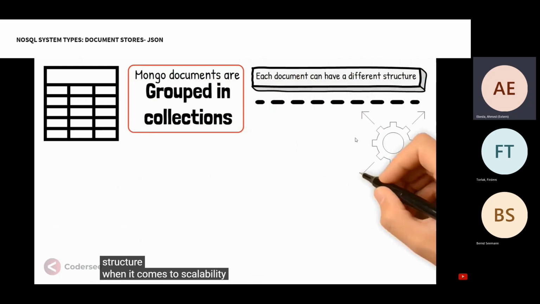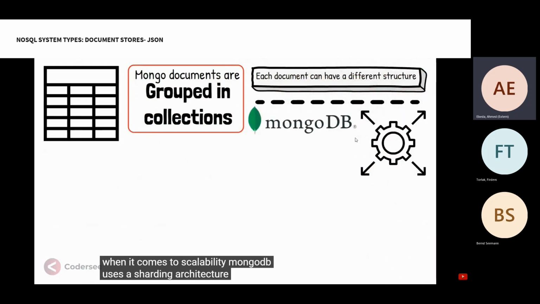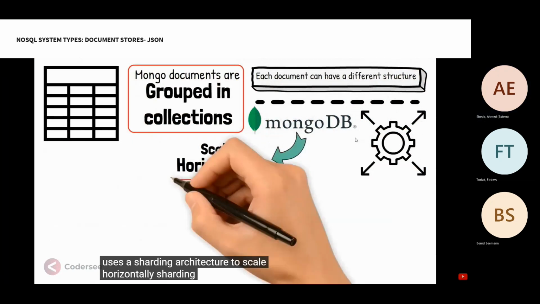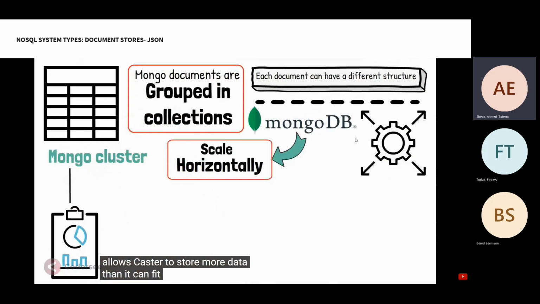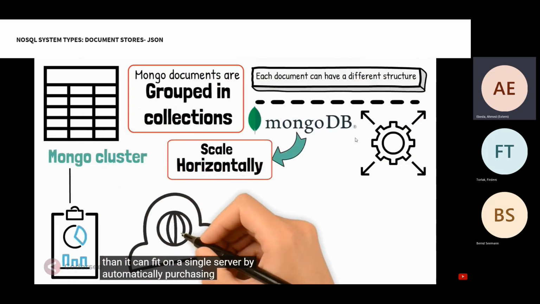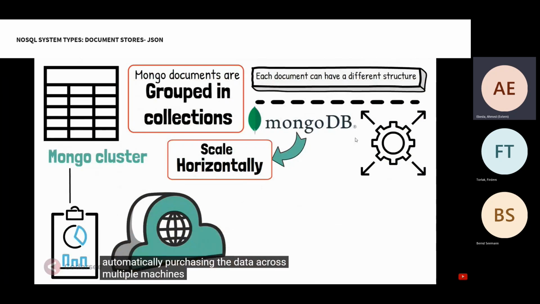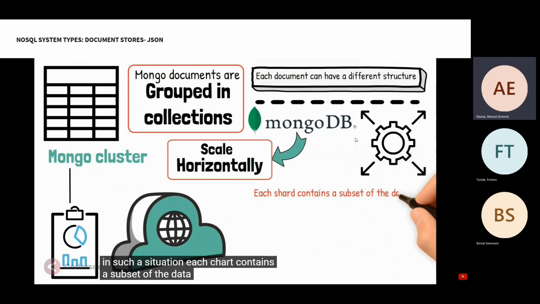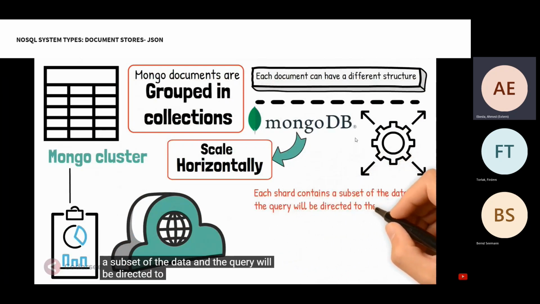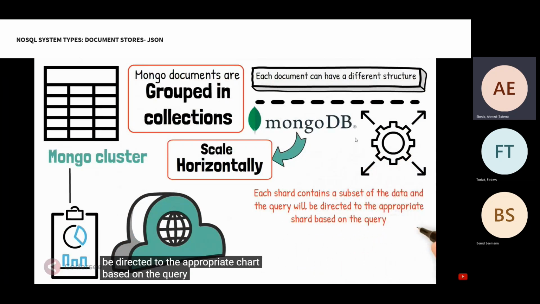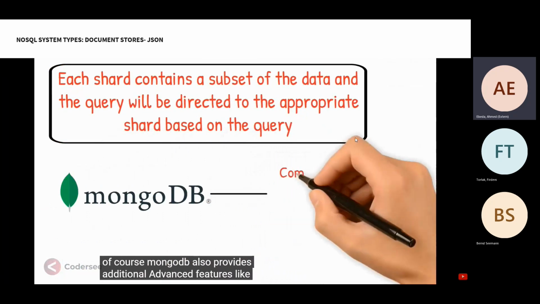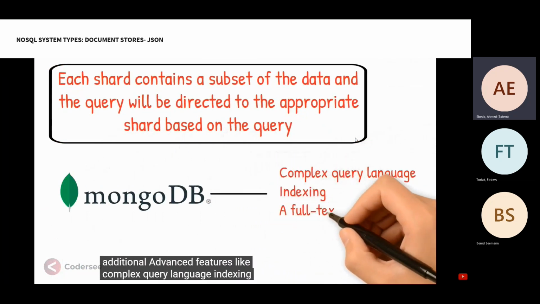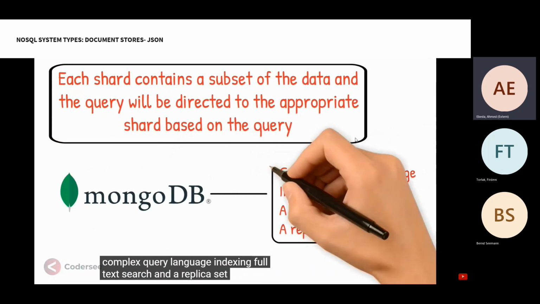When it comes to scalability, MongoDB uses a sharding architecture to scale horizontally. Sharding, in simple words, allows Mongo cluster to store more data than it can fit on a single server by automatically partitioning the data across multiple machines. In such a situation, each shard contains a subset of the data, and the query will be directed to the appropriate shard based on the query. Of course, MongoDB also provides additional advanced features like complex query language, indexing, full text search, and a replica set mechanism.